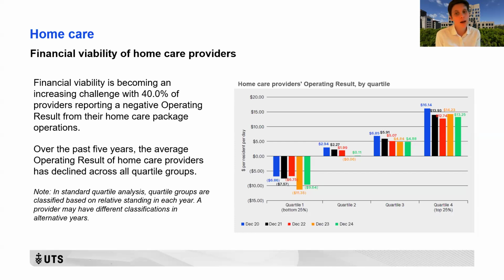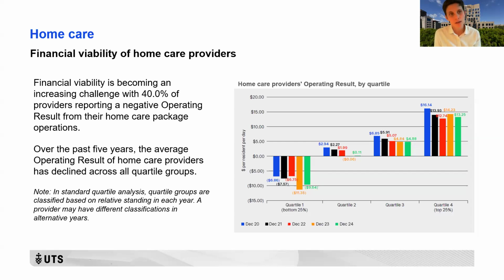Further, as we can see in this graph, which separates out the average operating result by home care providers by quartile, we can see that there is persistent disparities in performance across the sector, with the bottom 25%, those columns on the left, reporting substantial deficits, and the top 25%, those are the columns there on the right, having substantial surpluses.